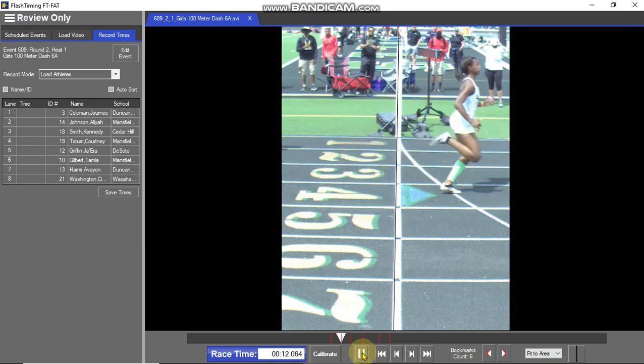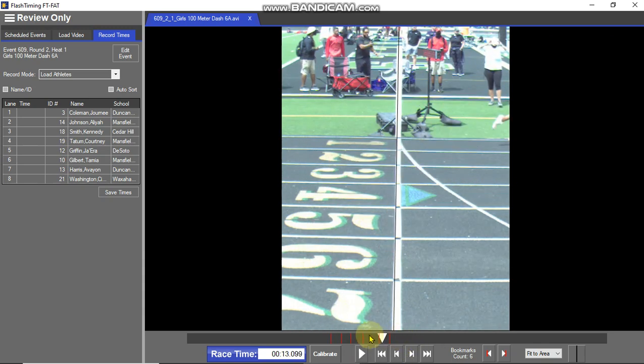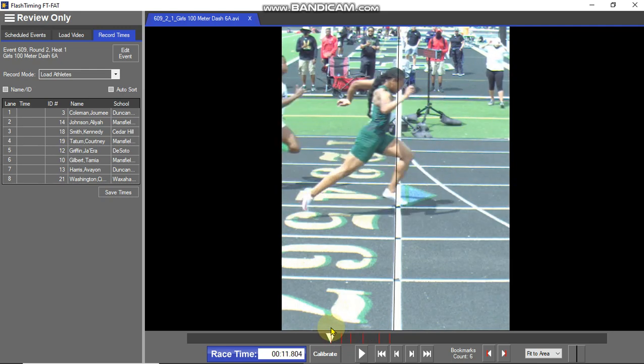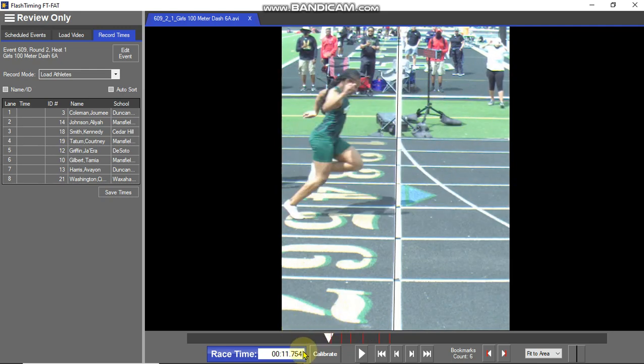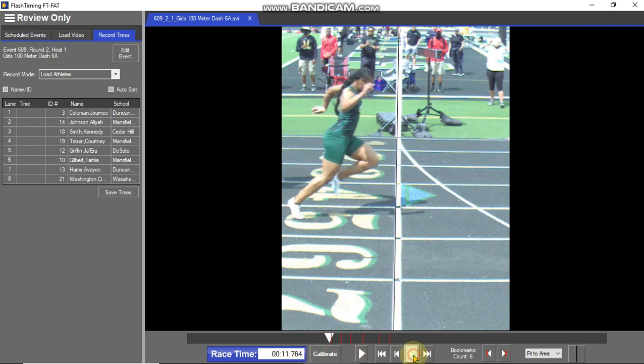You can see, play the video here. It's a high-speed video of the finish of the race, and it's captured at 200 frames a second. So if you look at the clock down here at the bottom, you can see with each frame, it's going to advance approximately 5/1000th of a second.